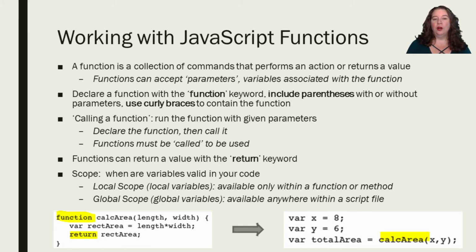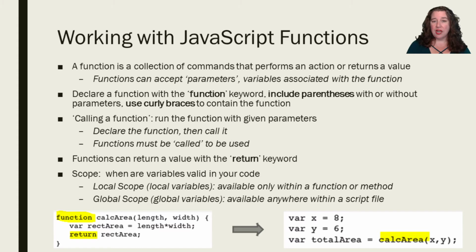Scope is where your variables are valid inside of your code. We have local or we have global. Generally, you want to use local variables, so you want to stay in your local scope. What that means is that those variables are only valid within the function or method in which they're defined. My function calc area here has a variable called rectangle area, or rect area. It is only valid inside of this function.